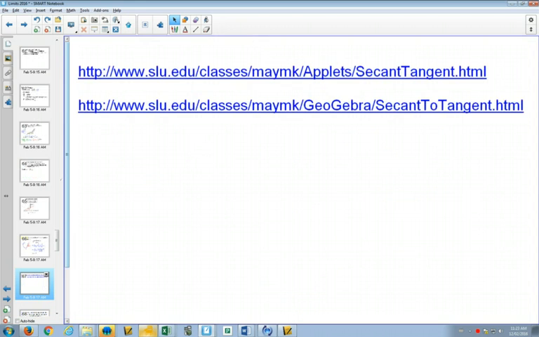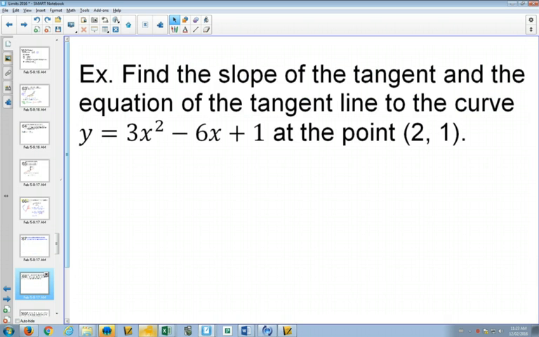I had an applet that needs an update to Java that is really nice for just dragging points closer and closer so that you can see that the secant gets closer and closer to the tangent. But I think what we drew on the board was easy to see that as well. So here's our first question. We've got a different parabola, 3x squared plus 6x plus 1. We want to find the slope of that tangent. And we're also going to review some stuff from grade 10, how we find the equation of that tangent line as well once we've found out the slope.